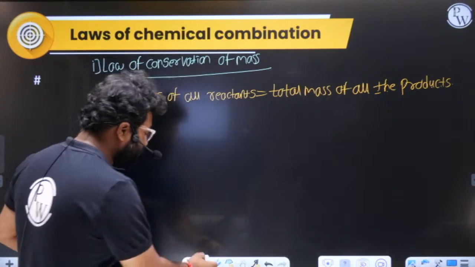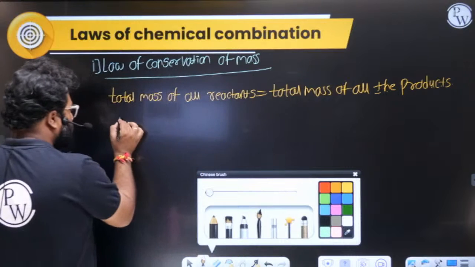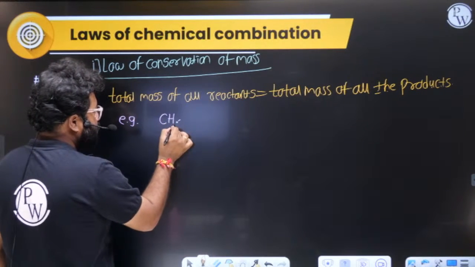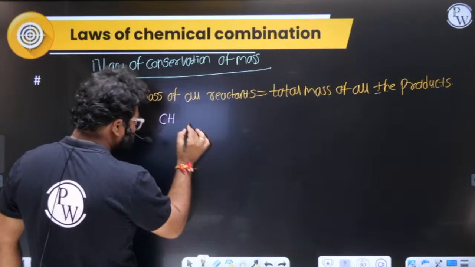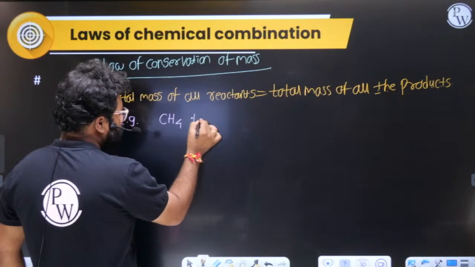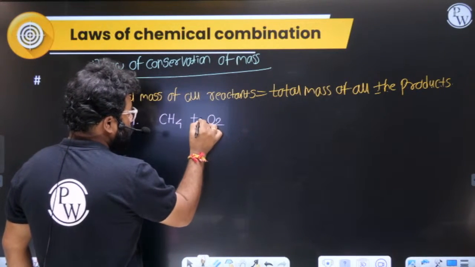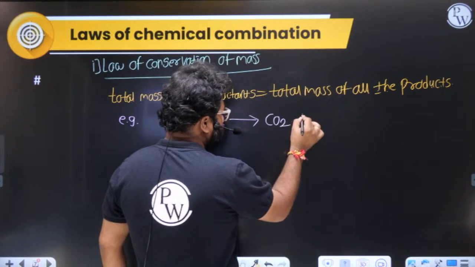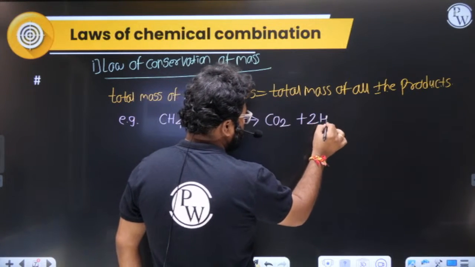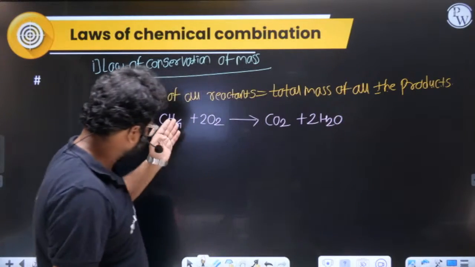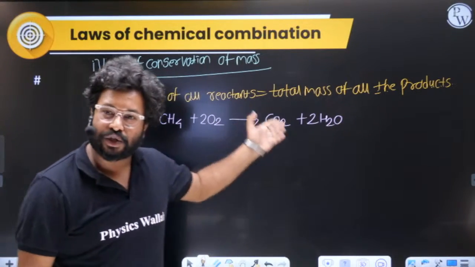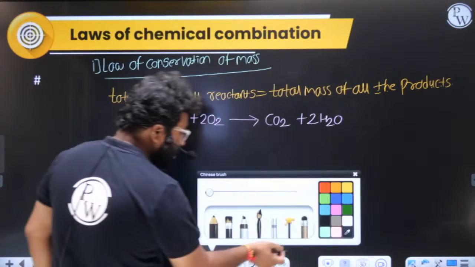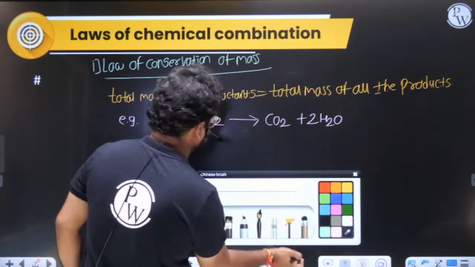But anyways, we need to see this. For example, suppose you have a reaction like this, where methane undergoes combustion with 2 moles of oxygen gas to get you CO2 plus 2H2O. Now you know these two are reactants and these two are products. Now let's take their mass and see whether this law is getting verified or not.